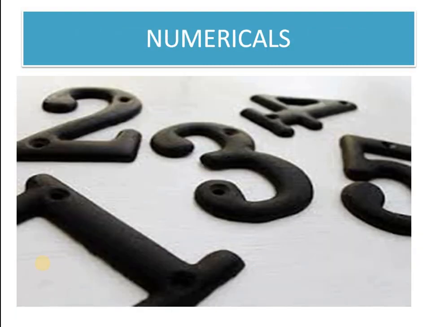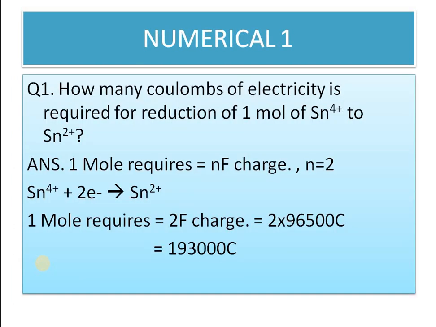Now we will do the numericals for Faraday's first law and second law. So numericals, try to understand, these are very easy. Once you are doing numericals, the full concept of electrolysis will be understood by you. Let us start. How many coulombs of electricity are required for reduction of 1 mole of Sn4+ to Sn2+? So the basic thing you should be aware of is what happens there. Reduction takes place. Where will it take place? Cathode. Okay. So Sn4+ plus 2 electrons gives Sn2+. So how many electrons are required? 2. So n is 2 here. For 1 mole, just now I told you, for 1 mole of deposition we require nF. n is 2, so 2F, 2 into 96500 coulomb. This is the simplest problem you can find here.